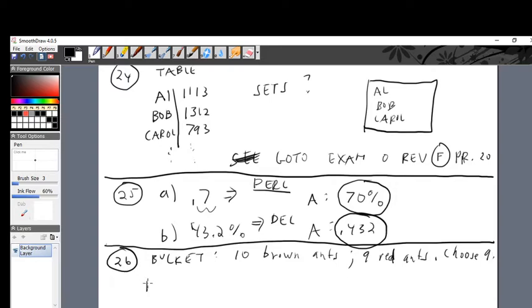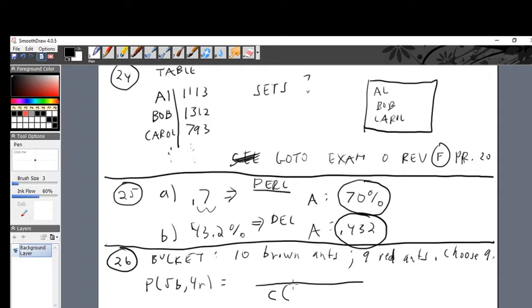And here comes the question. What's the probability of getting 5 brown and 4 red? You choose 9, and 5 and 4 is 9. So what's the probability of those 2 things happening? I'm not going to work out all the numbers, but let's go through it. We don't care which brown ant comes first or second. So the order is not important. So it's a combination.